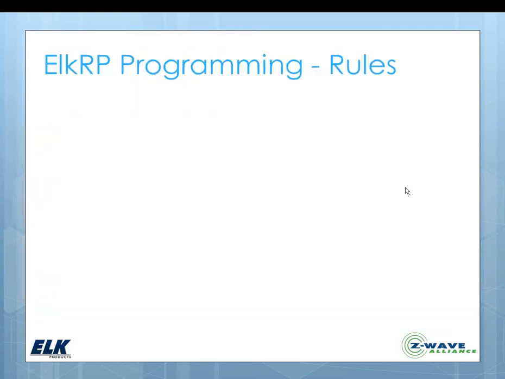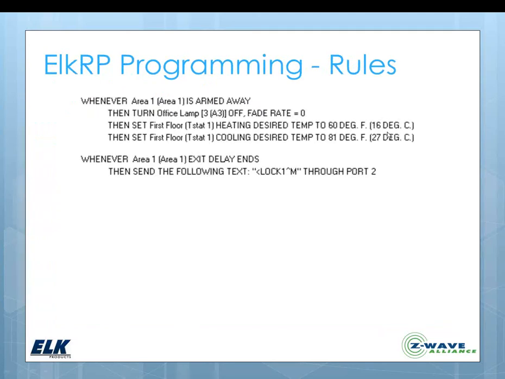And with that, I'm going to move into some rules examples. We're going to start out with a basic example, making some changes when the system is armed. Our whenever is when the system is armed to away mode. Then we want to turn off this particular light. We will make some changes to the thermostat set points. Now you'll notice that in that particular rule we're not issuing a command to the lock. You would think, okay, you armed the system, you want to lock the door, but you do need to wait to give a person time to get out.